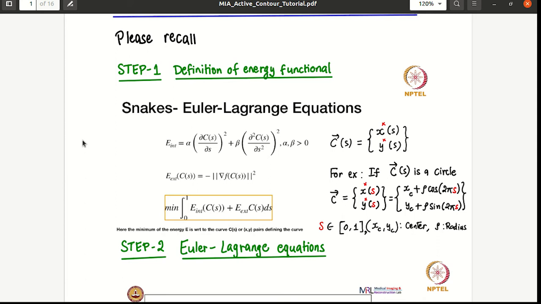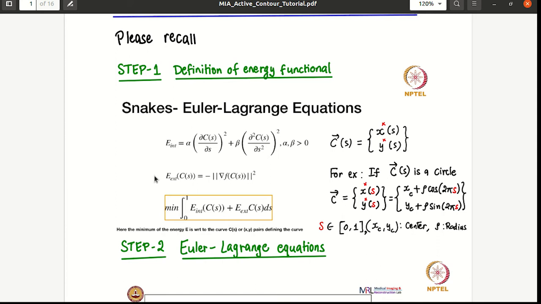Okay, so we start with snakes. As the professor discussed, the energy functional to be minimized for snakes consists of two parts: A. External energy or data term, and B. Internal energy or regularization term. The expressions for the two terms are shown on your screen.